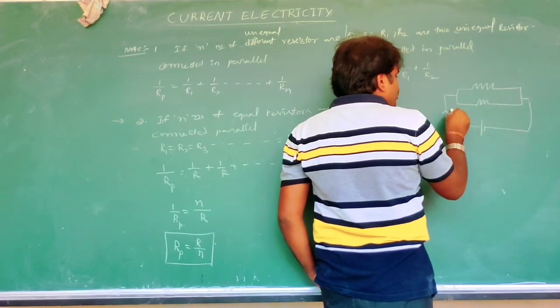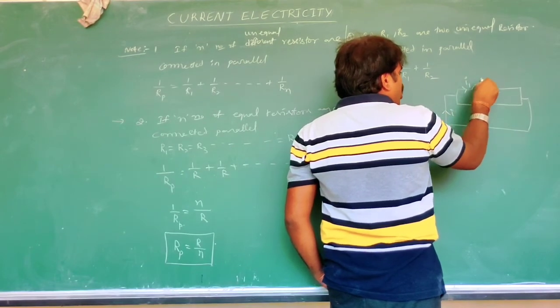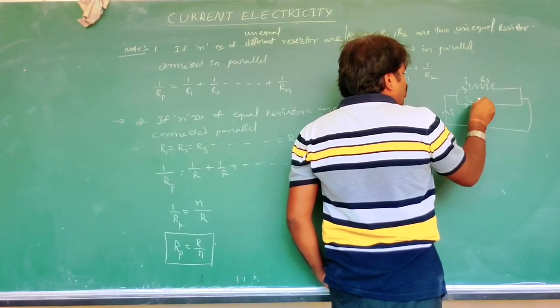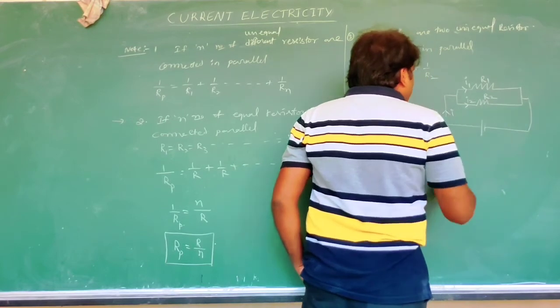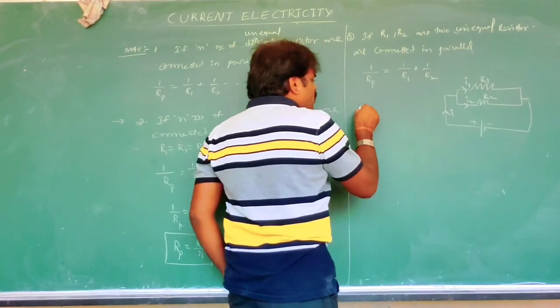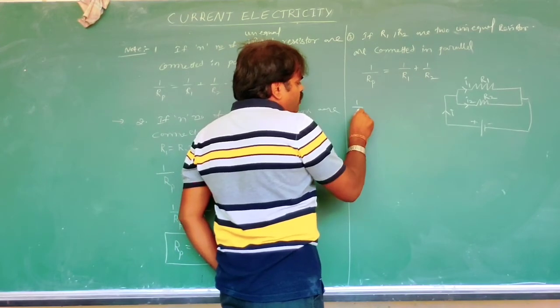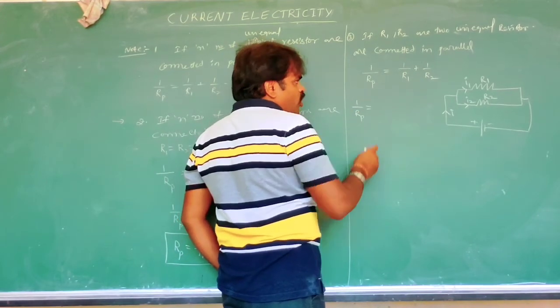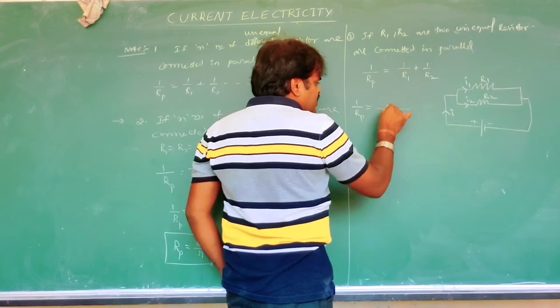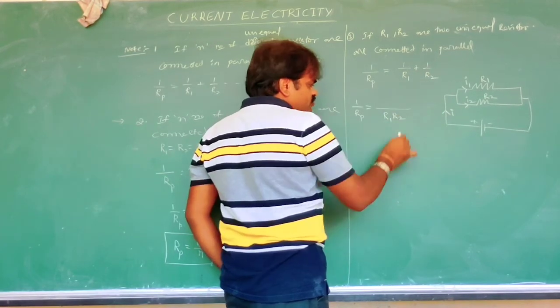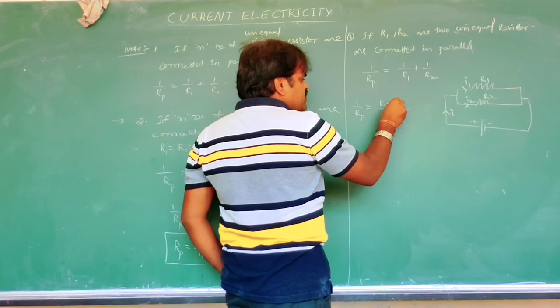Then the current is I. The current is I1 in the R1 resistor, I2 in the R2 resistor. Here is the sum of the total current. First we write 1 by Rp can be written as, keep in your mind, it is very important. Here take LCM, R1 R2. That is R1 plus R2.